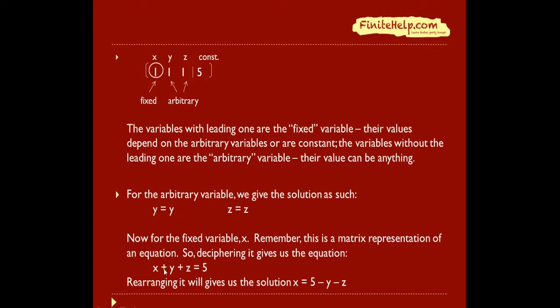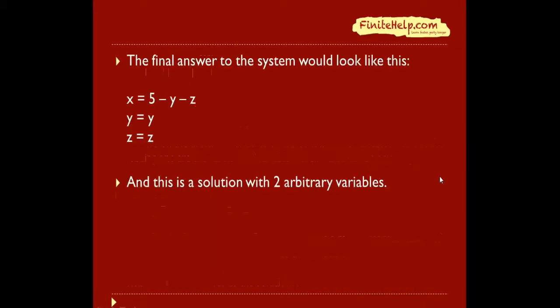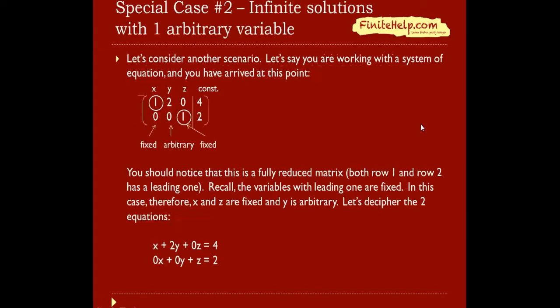So again, y equals y, z equals z to represent the arbitrary variables. And here we will rearrange this equation to give us the solution for x, which is 5 minus y minus z. So here's what the final answer is going to look like. And this is exactly the WebWork format and the test format. So here's how you're going to write it out. And this is the solution with two arbitrary variables.